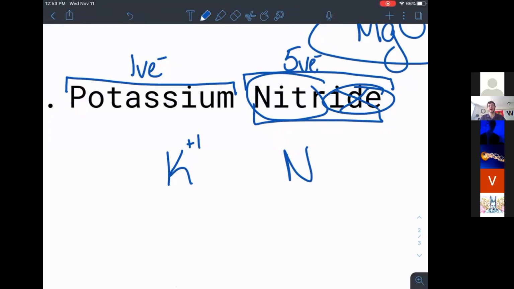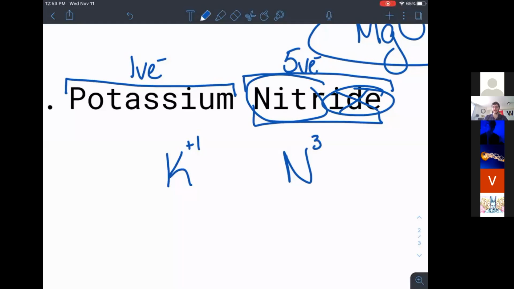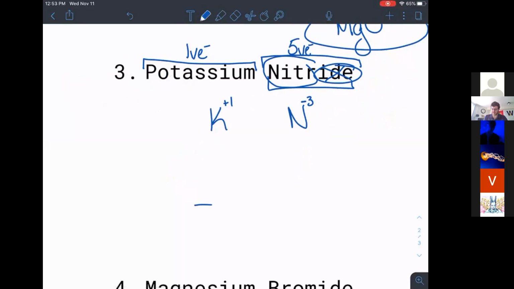All right. If it has 5 valence electrons, does it want to gain electrons or lose electrons? It wants to gain electrons. And how many electrons does it want to gain? 3. It wants to gain 3 because it's trying to get to 8. And so if it's gaining 3 valence electrons, is it a +3 or is it a -3? -3, perfect.